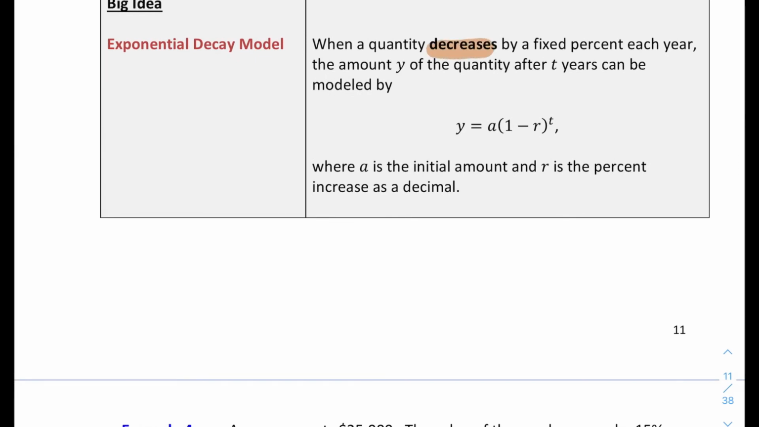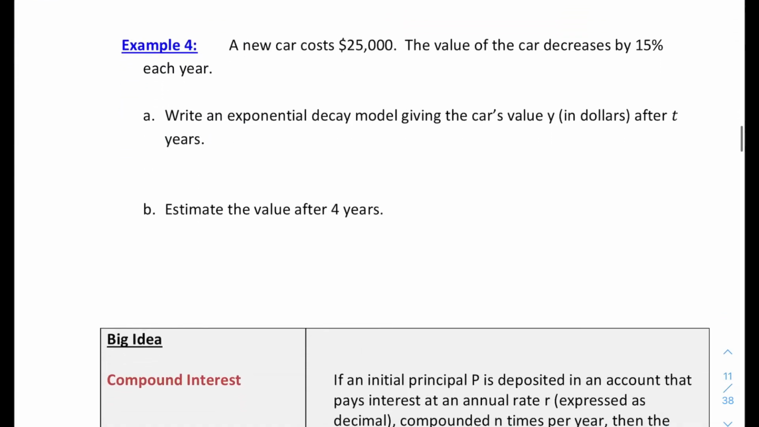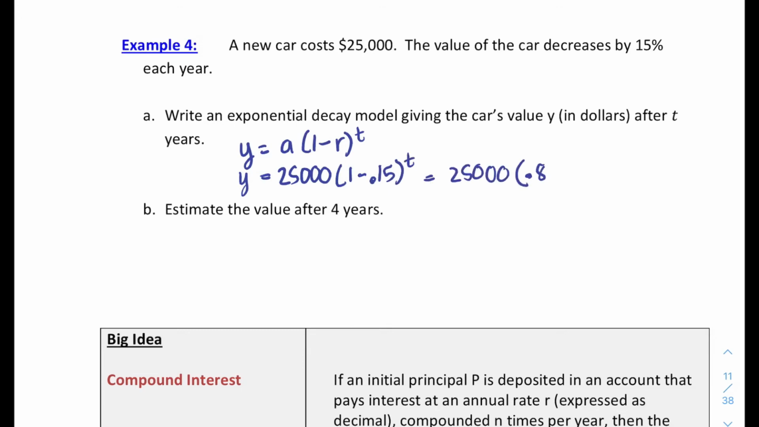Exponential decay is where your value is decreasing instead of increasing. Essentially, the only change is you're subtracting your rate inside your parentheses instead of adding. So I've got this car that I bought, and after you buy a car, it's losing value pretty quickly. So if I'm writing my model for my car's value after my T years, I started with a value of 25,000. Inside my parentheses, 1 minus my rate of decrease gives me 0.85 to the T power.